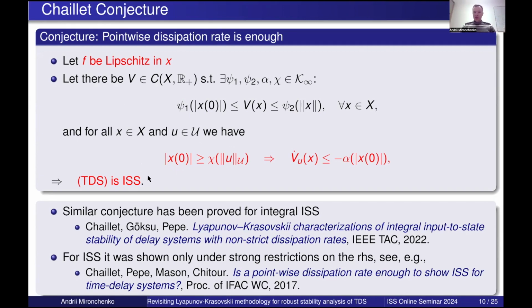Okay, well, this is a conjecture, it's not a result. And there were many efforts during the last 7 years to prove this result. In particular, a similar conjecture was proved for the so-called integral ISS property by Chaillet, Gouaisbaut, and Pepe already 2 years ago. And for input to state stability, this result was proved only under quite strong restrictions on the right-hand side. See, for example, this paper by Chaillet, Pepe, Mason, and Chitour, and also several other works. So what we would like to do today is to prove a result which comes close. It's not a full proof of this conjecture, but at least this is the closest result which we were able to get right now. But to show that, we need some preparations.